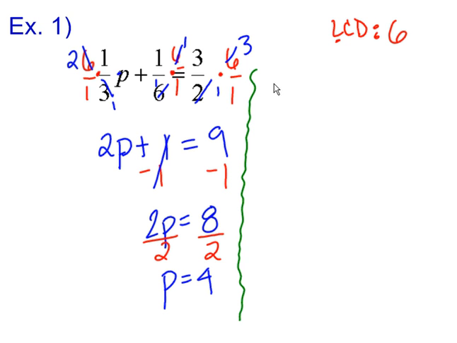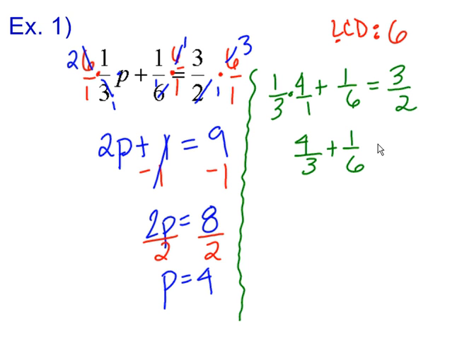So let's put a 4 in there. So we got 1/3 times 4 plus 1/6 equals 3 over 2. Okay, remember this 4 has got to go over 1. So let's fix this. 1 times 4 is 4. 3 times 1 is 3. And right now, it's not looking very pretty, is it? So let's get common denominators over here.